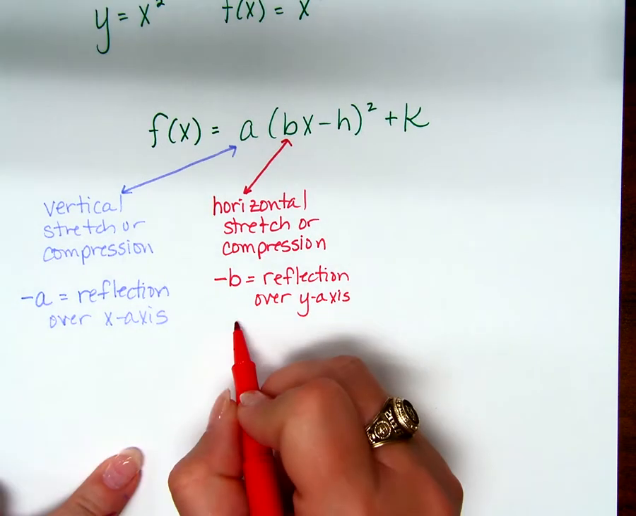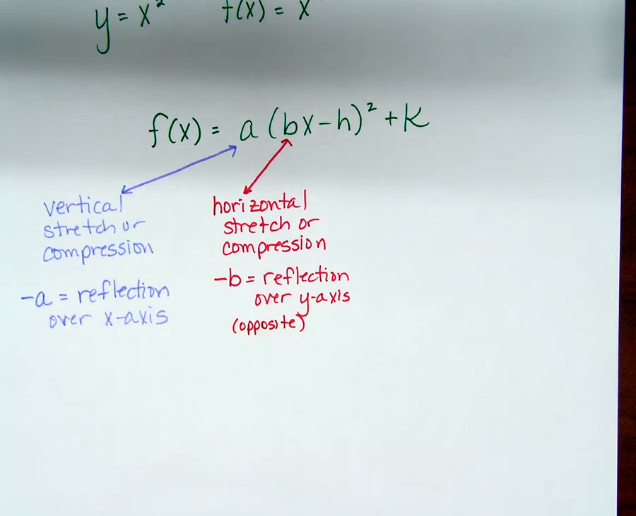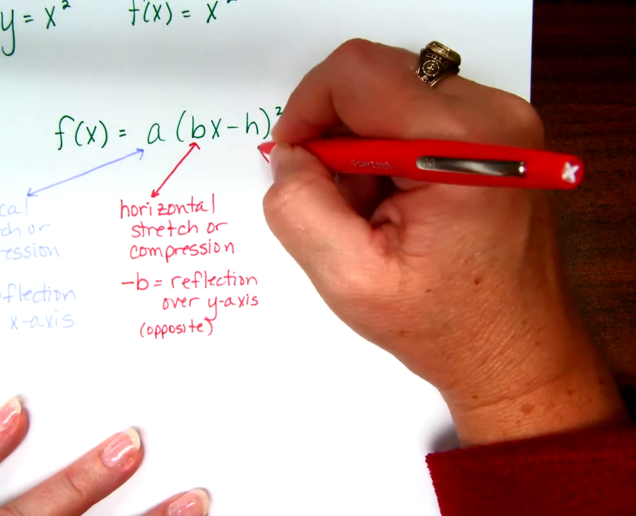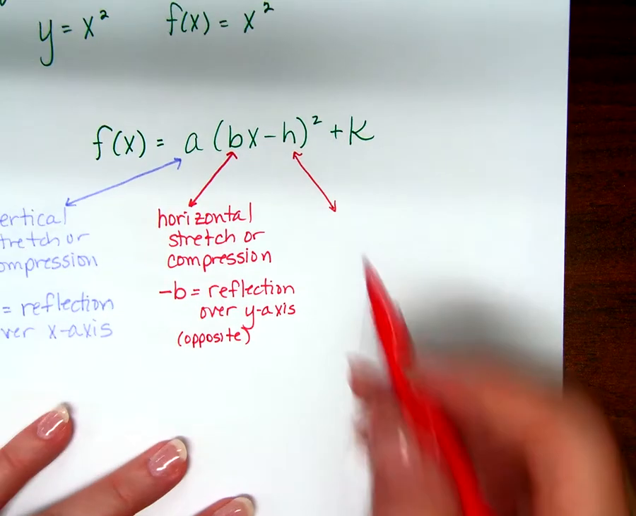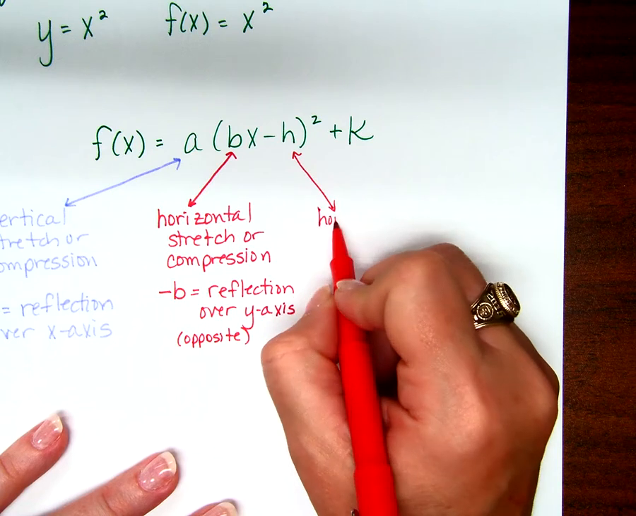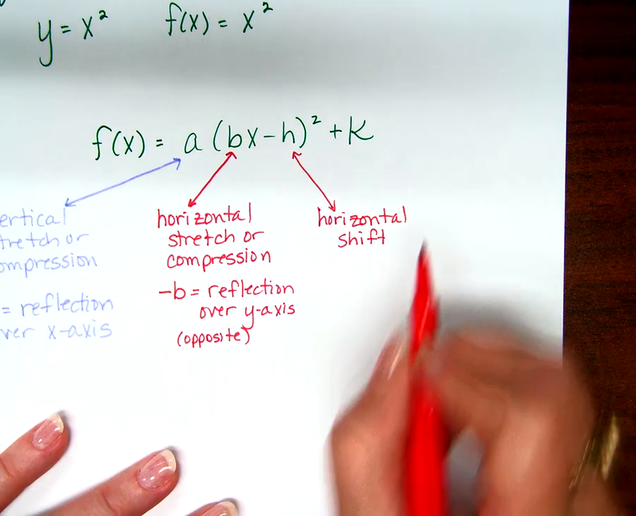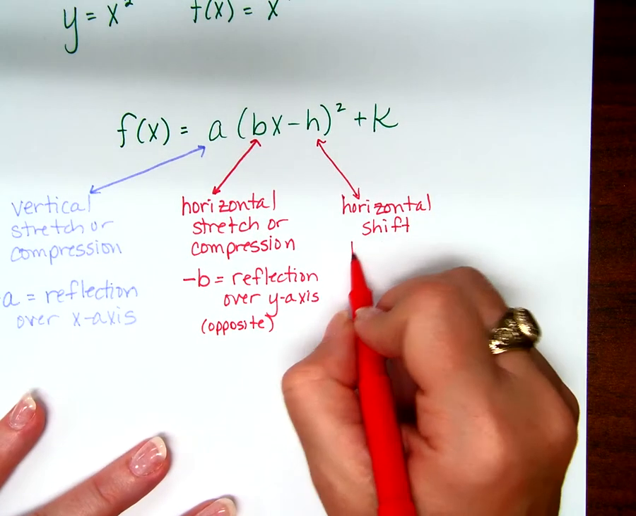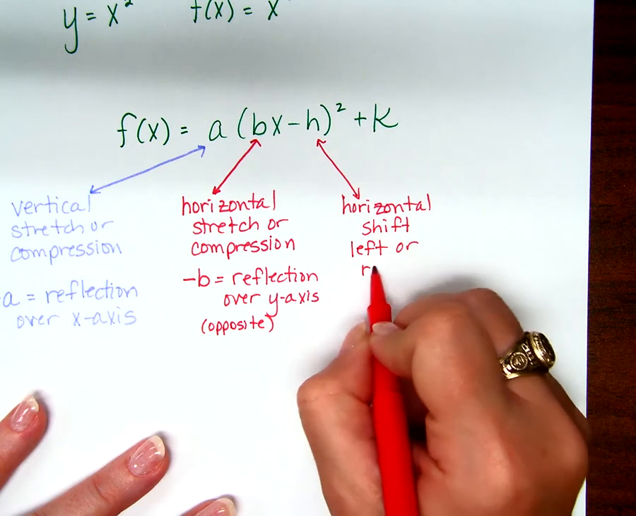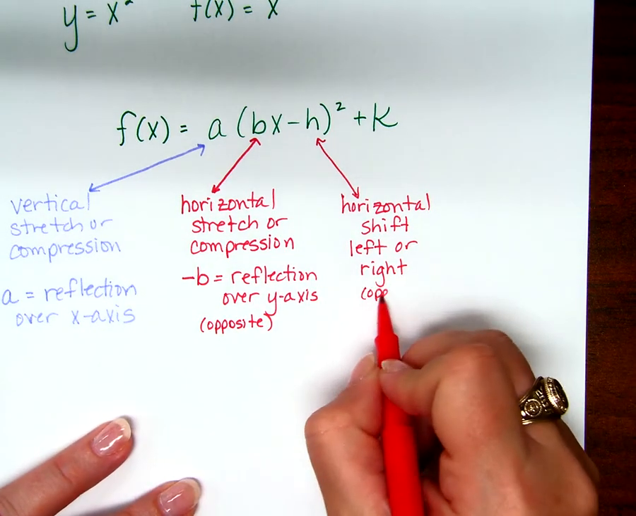Okay. Remember that this sometimes is opposite of what we think? Yes, because it's on the inside. It's on the inside, right? Okay. What about H? So what kind of shift? Horizontal. What directions? Left and right. But that's also opposite of what we think.